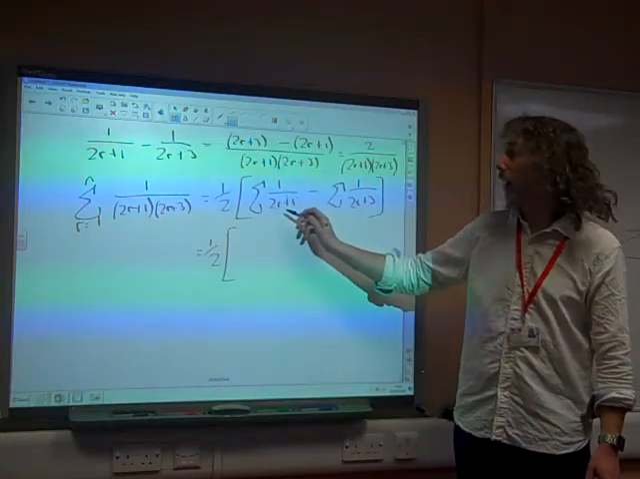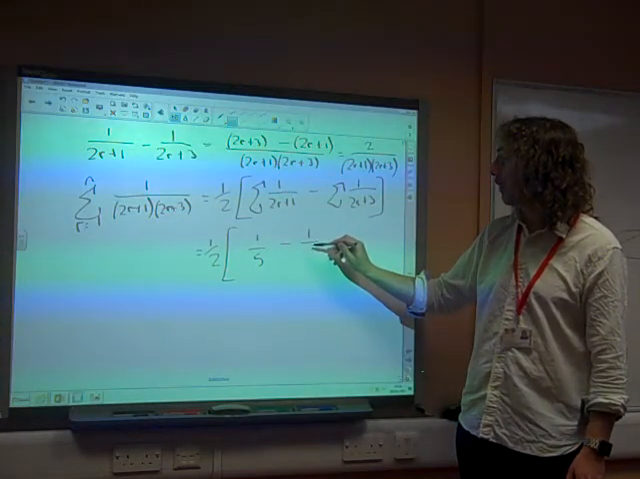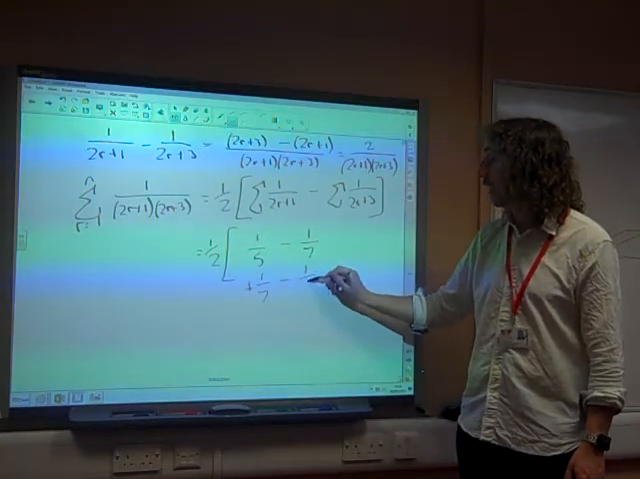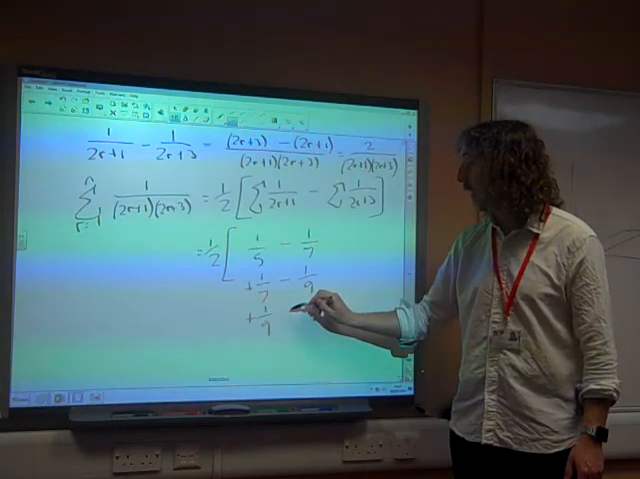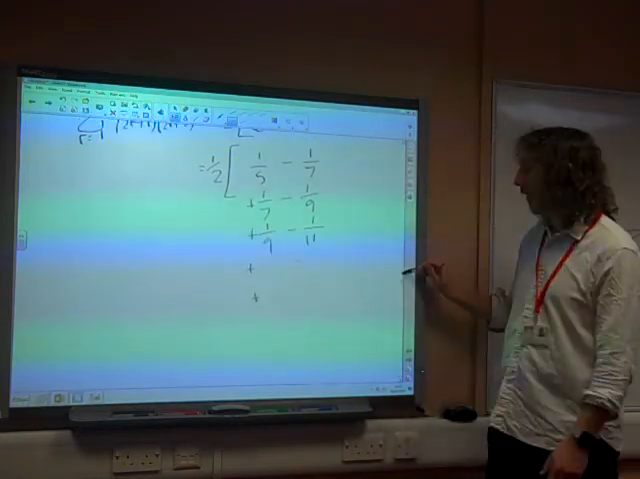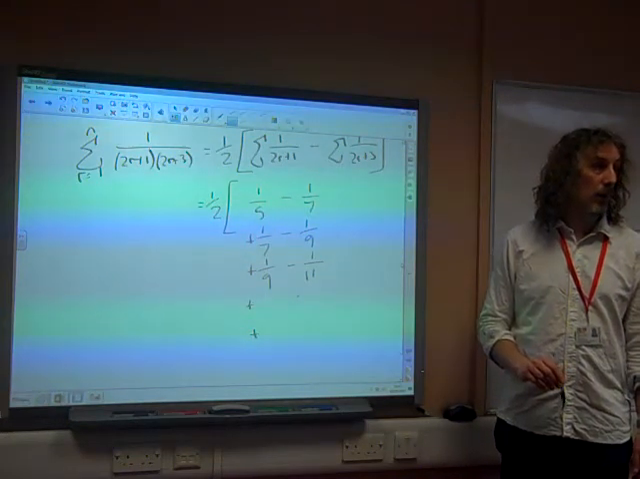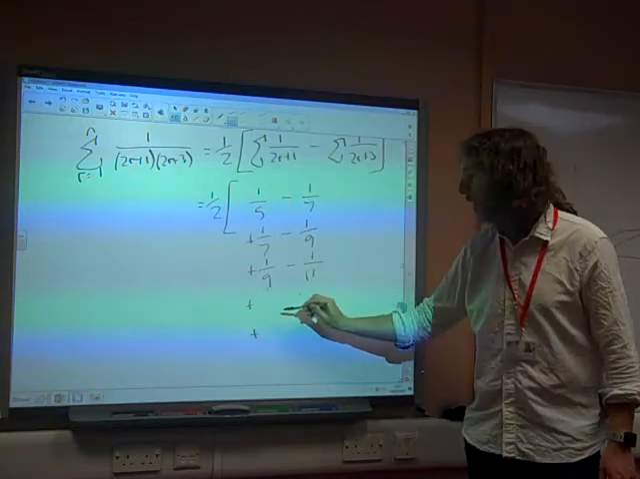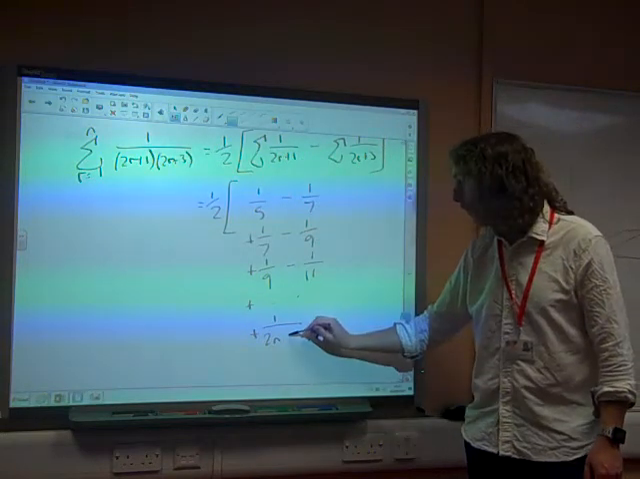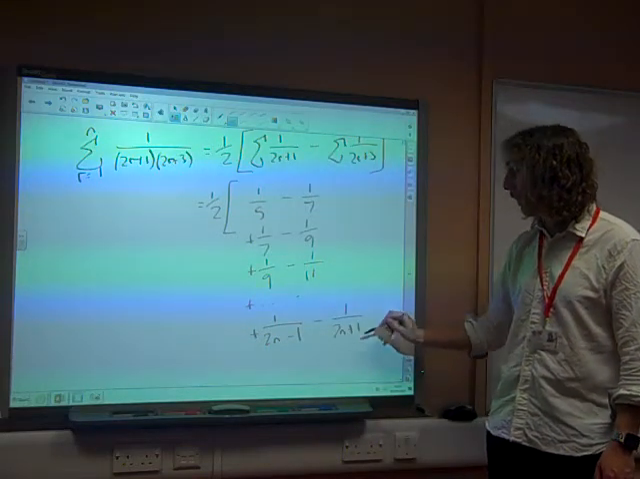So that's 1 over 2 times 2 plus 1, that's 1 over 5, take away 1 over 7. And then if we put 3 in there, we get 1 over 7, take away 1 over 9. 4 in there gives us 1 over 9, take away 1 over 11. And so it goes on. The last, if we put in n minus 1 into that expression, we would get 2 lots of n minus 1, so that's 2n minus 2 plus 1, so that's minus 1. Have I got that right? And then we'd have a minus 1 over 2n plus 1 it must be, because we're adding 2 each time as we go across.